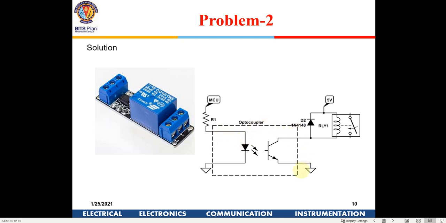What does an optocoupler do? The microprocessor is connected to the input of an optocoupler. This is how an optocoupler looks like, and a very negligible current, in microamperes in fact, flows from the microprocessor into an LED. So this is an LED, and within this is a photo detector. So the photo detector gets activated.